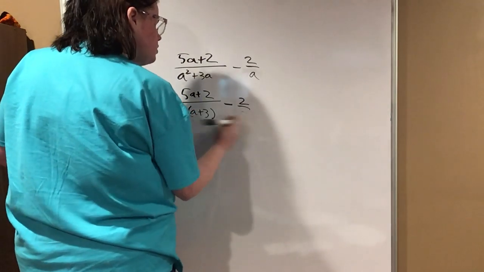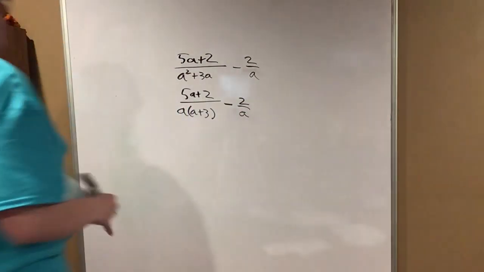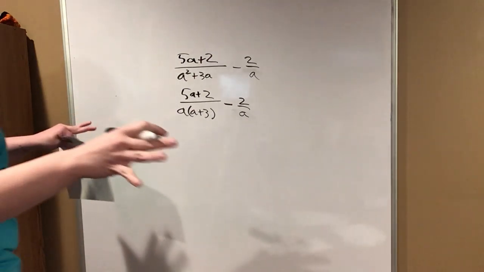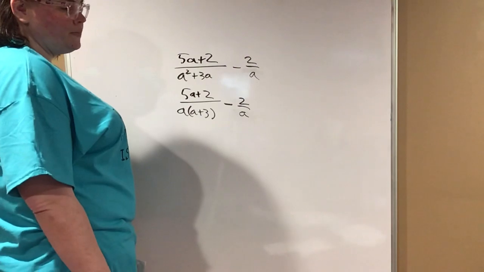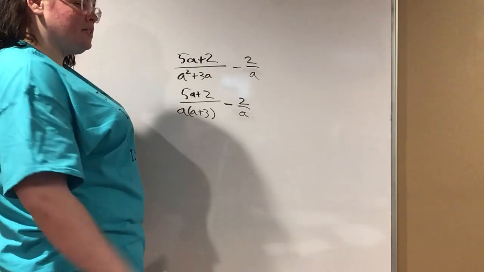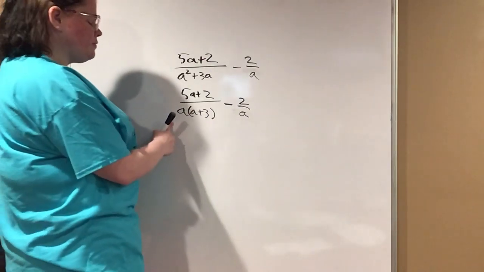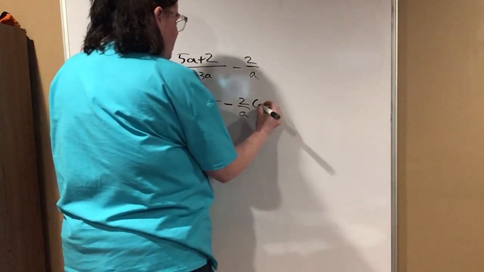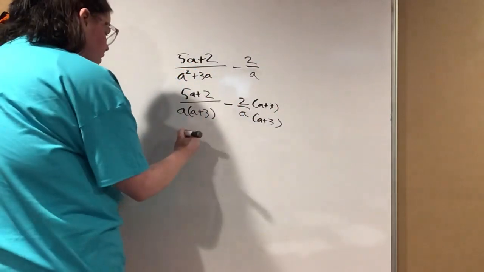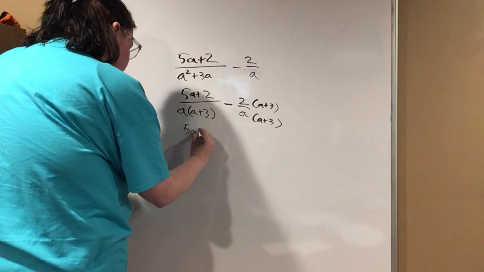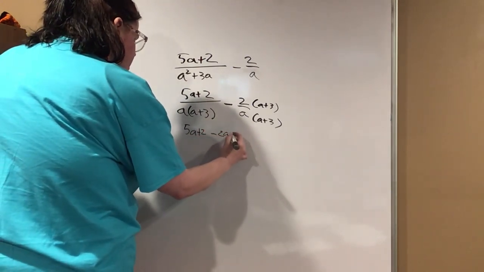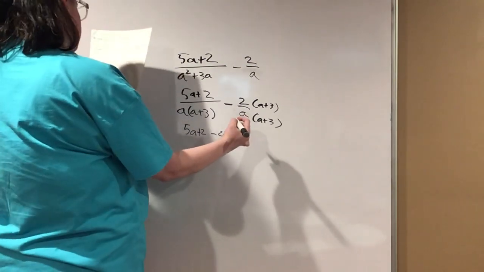Oh my gosh, second time I've tried to write an 8. So what's our least common denominator? The LCD. We're pulling out the a. So I just have to multiply a plus 3 on both sides. So I get 5a plus 2 minus 2a plus 6. How did I do that?